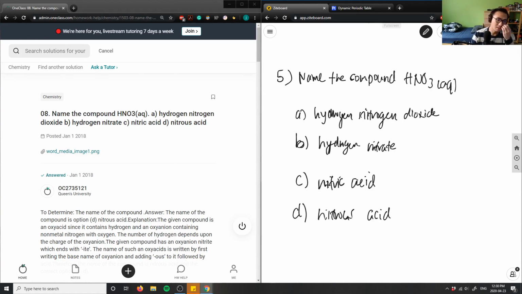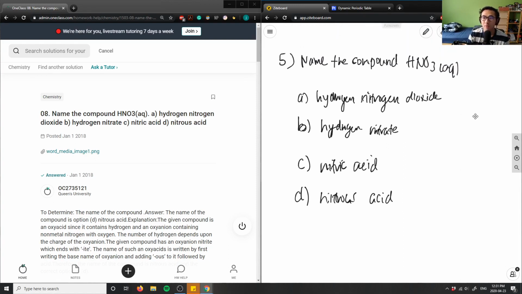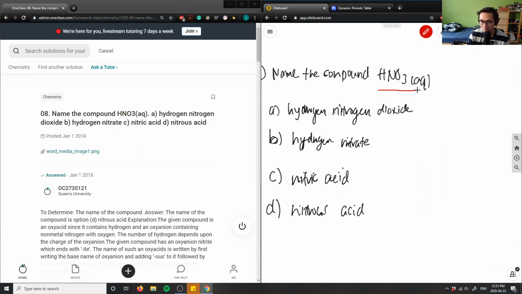So take a moment to think about this question. It says, what is the compound HNO3, right? So HNO3 consists of... we have to first break it down into our two kinds of elements here. So let's break this down first, and we'll look at our naming. When we look at our chemical formula, we have H, and then we have NO3, and we have AQ, right? So this is a big giveaway that this is an acid, right?